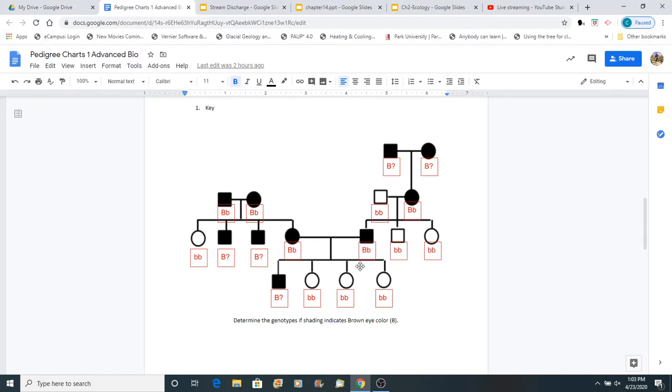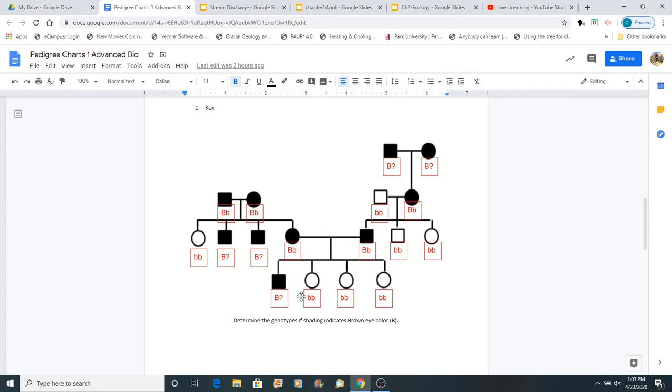Again, they had children with this individual, and now we can see that there are 3 children that have blue eyes, which means the only way to get blue eyes is if both parents carry the recessive allele. In this case, they're both brown eyes, so they must be carriers. This one again is a question mark because it could be big B, big B, or big B, little b. We don't know based upon the information we have.